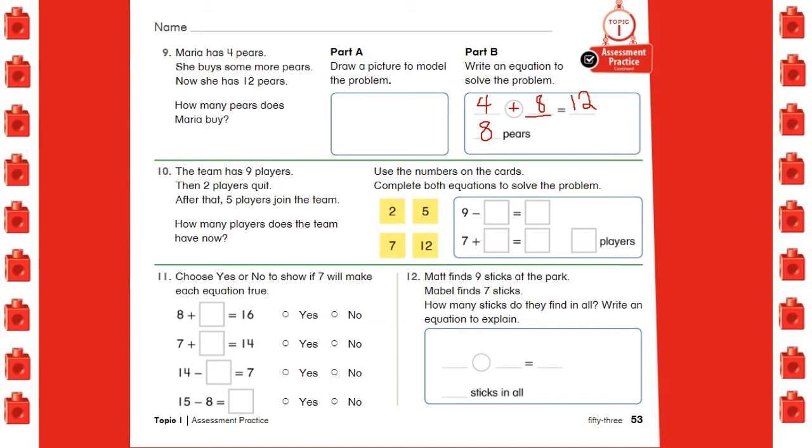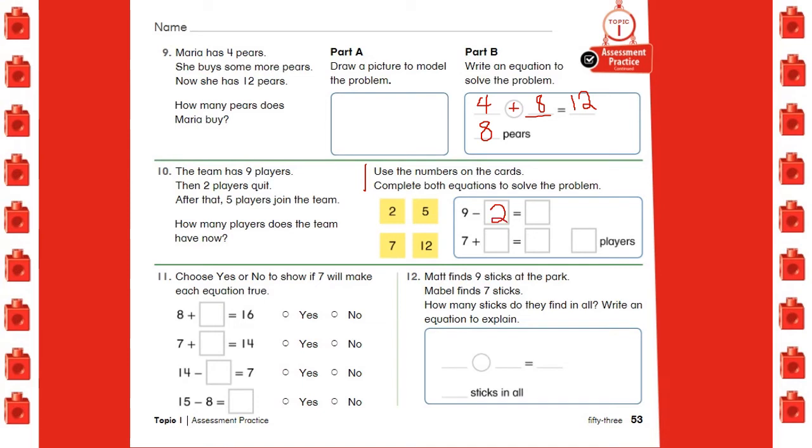The team has 9 players. Then 2 players quit. After that, 5 players join the team. How many players does the team have now? Use the numbers on the cards. Complete both equations to solve the problem. This one needed a lot of reading and a lot of care, and hopefully you have it correct.